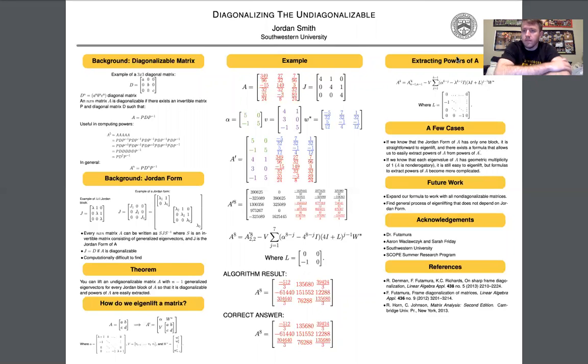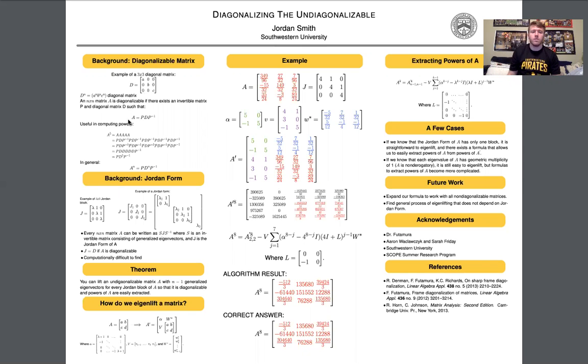So we'll start off by giving a little bit of background. If you're taking a linear algebra class, you know what it means for a matrix to be diagonalizable. If not, we're going to go through it real quick so that you have a bit of an understanding. If a matrix A is diagonalizable, we can break it down into PDP inverse, where P is some invertible matrix, and D is a diagonal matrix with A's eigenvalues across the diagonal and zeros elsewhere.